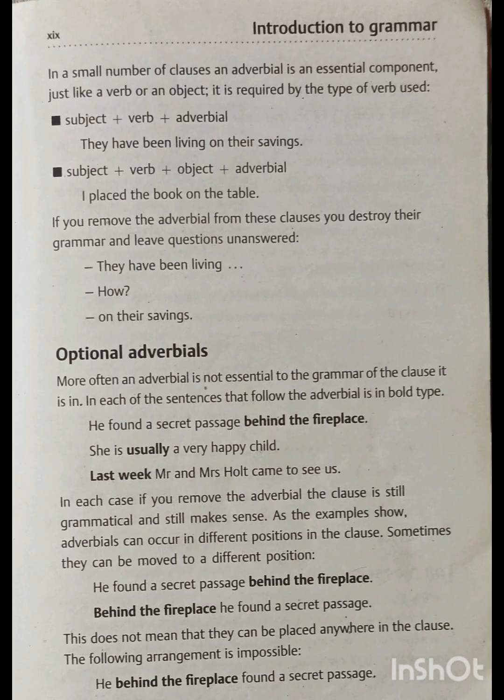Then look at the last sentence. He, behind the fireplace, found a secret passage. Now we are seeing three positions of the same adverbial: at the end, in the beginning, and in the middle. So in this way we come to understand the five components of a clause: the subject, the verb, the object, the complement, and the adverbial. So this ends our session on clauses.